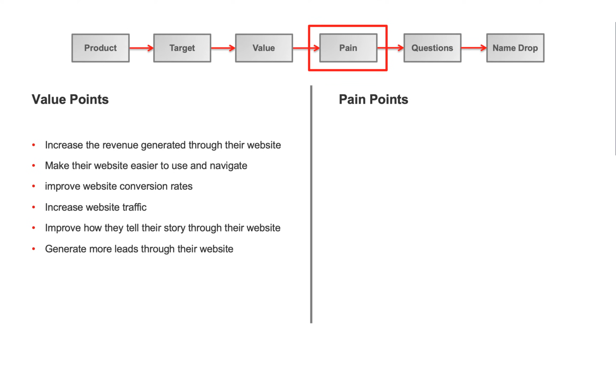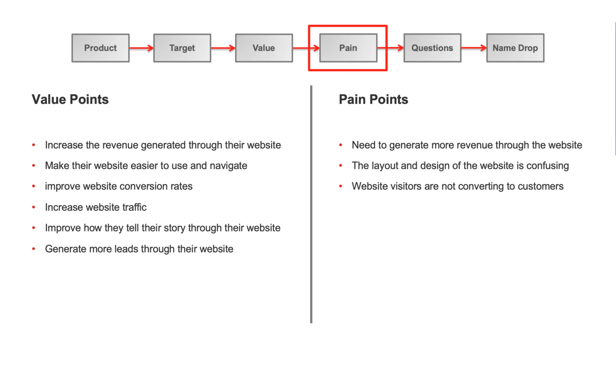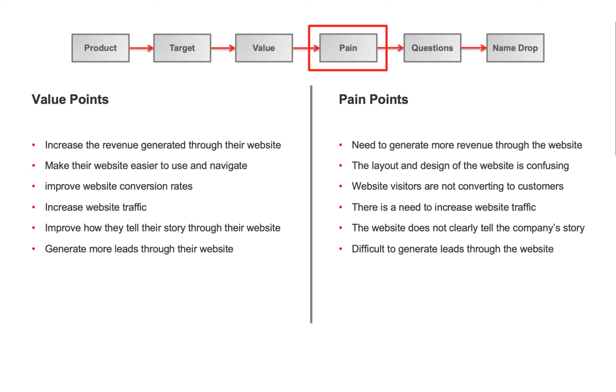Here's an example. For each of these I'm just going to read the pain points, but each of these are matching up as the opposite of what's on the left. Need to generate more revenue through their website. The layout and design is confusing. Website visitors aren't converting. Need to increase website traffic. Website does not clearly tell a company's story. Difficult to generate leads. 1 for 1.